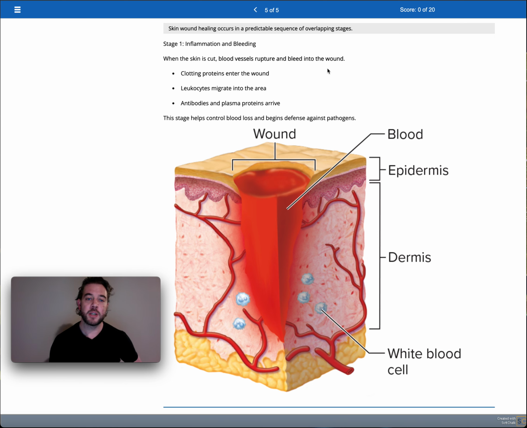So inflammation and bleeding is all about trying to get fresh blood to the area, fresh nutrients, white blood cells to the site of damage, and push any pathogens back up and out. That way they don't go into the deeper structures and get absorbed into the bloodstream. That's what we don't want. So stage 1, helping control blood loss and beginning defense against pathogens.